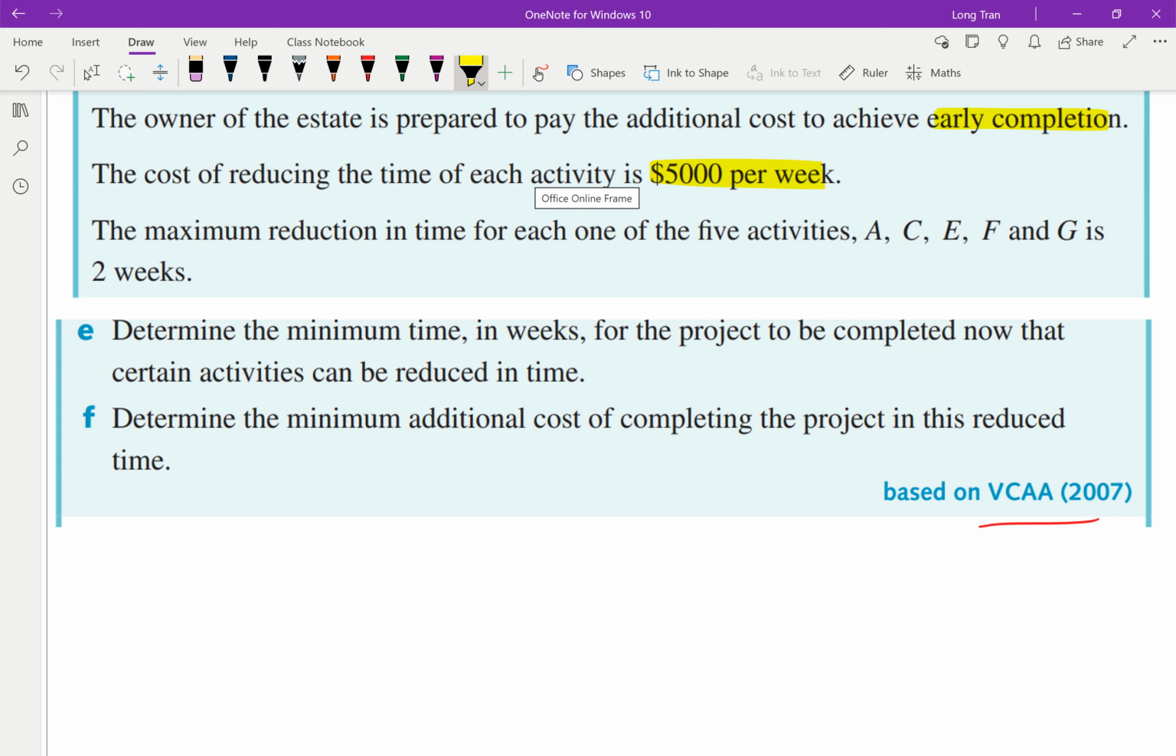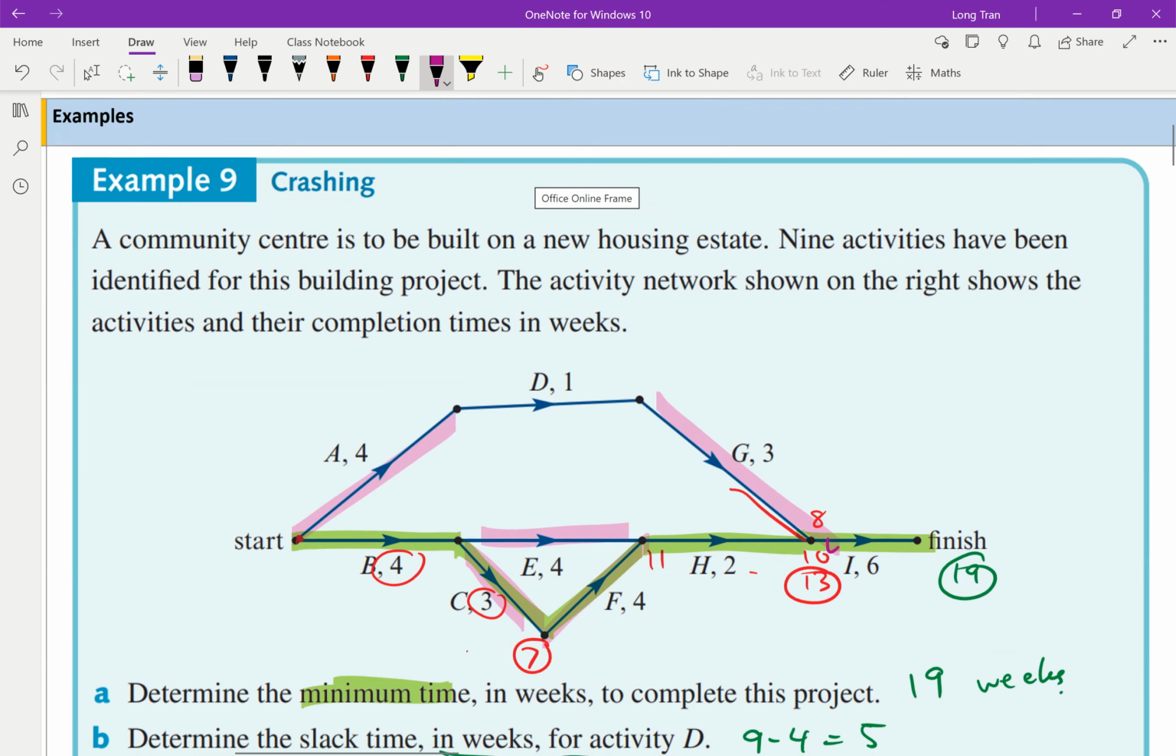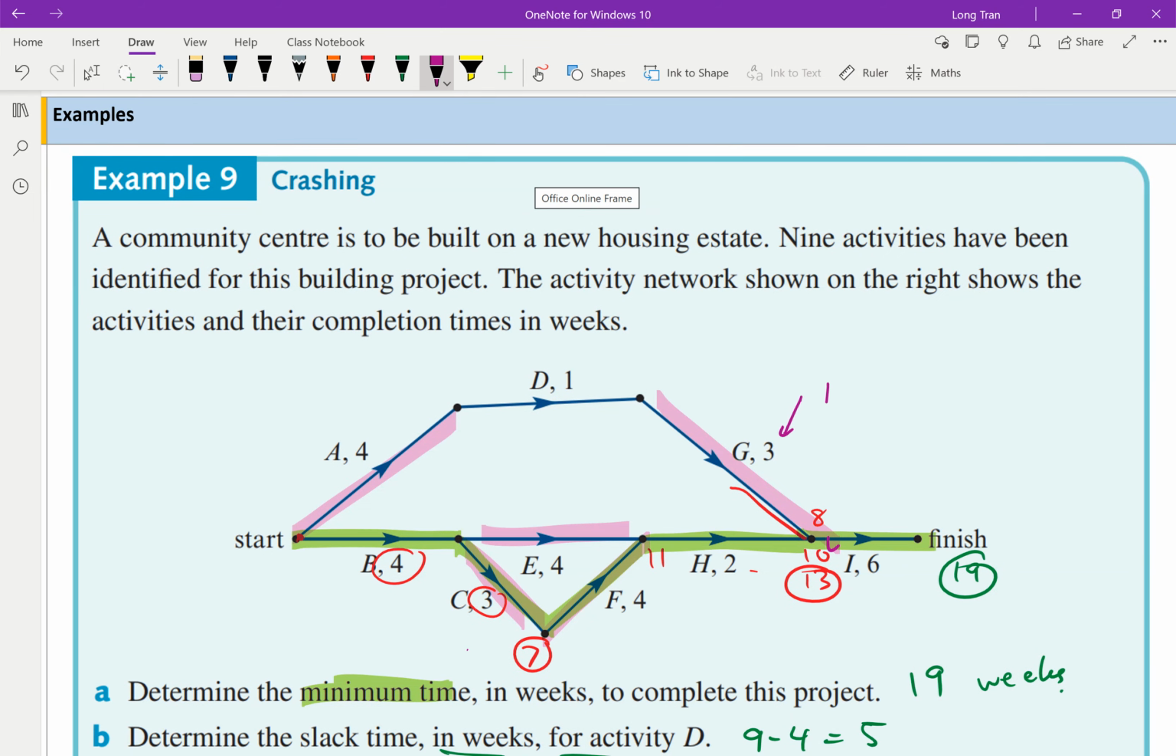Now, obviously, what they want is to maximize the amount of reduction in time. So instead of taking 19 weeks, what's the maximum number of weeks you can reduce while keeping this a minimum value? You don't want to be wasting money. You don't want to be reducing certain activities and it doesn't change anything. For example, if I reduce G by 1 week, it doesn't matter. The overall result is still going to be 13 weeks and I still end up at 19. So I paid $5,000 for nothing. I paid $5,000 to reduce activity G, yet overall, I'm still getting the same result of 19.